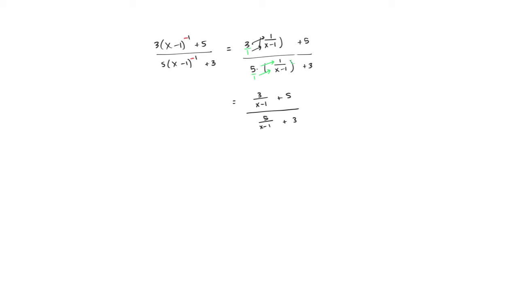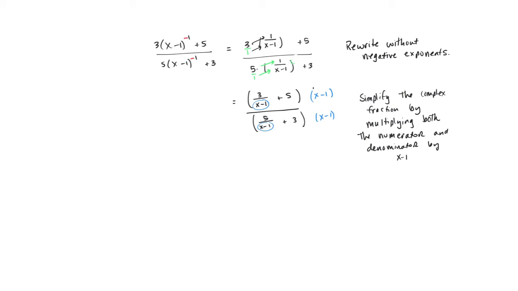Good, okay, now I want to simplify the complex fraction. The way that I'm going to do that is I'm going to clear out these little fractions in the numerator and the denominator. Okay, the way that I'm going to do that is I'm going to multiply by the least common denominator, which is x minus 1. So I'm going to take x minus 1 and multiply that by both the numerator and the denominator.